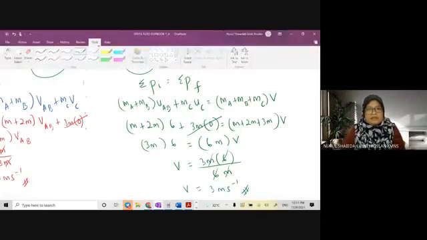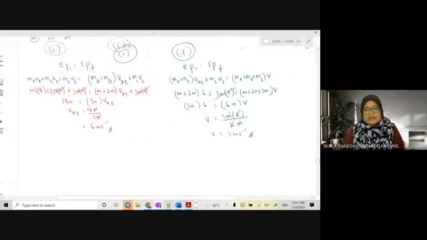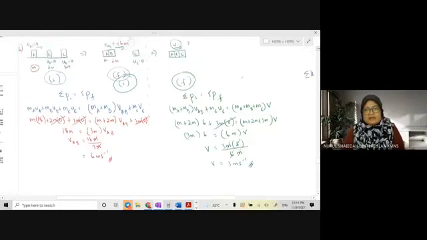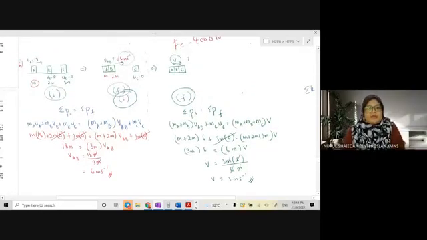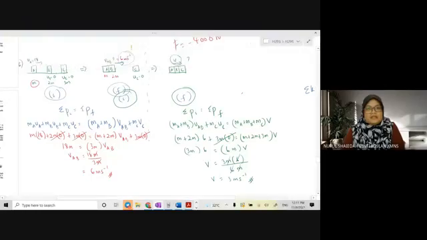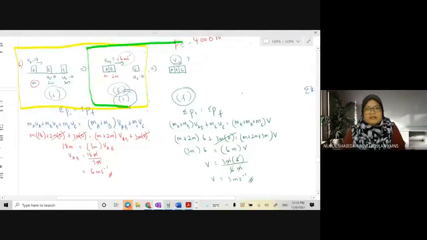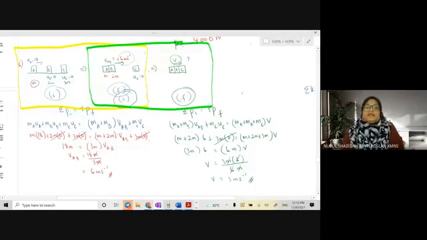Saya kecilkan balik saya tengok. So inilah yang saya buat tadi. Okay. So saya mula-mula apa yang saya buat, saya jadikan ini sebagai first. So initial, final, initial, final. So tambah je lah guna conservation of momentum. Okay, yang kedua saya jadikan ini initial dan final. So saya dapatlah ini. This is my final answer.